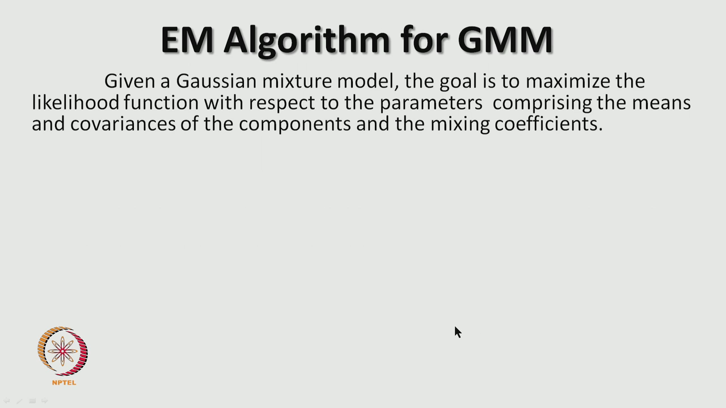Okay. So, let us look at the EM algorithm now. Given a Gaussian mixture model, our goal is to maximize the likelihood function, which you have seen a few slides back, with respect to the parameters: pi, sigma and mu, comprising the means mu, the covariance matrices sigma of the components, and the mixing coefficients pi k.